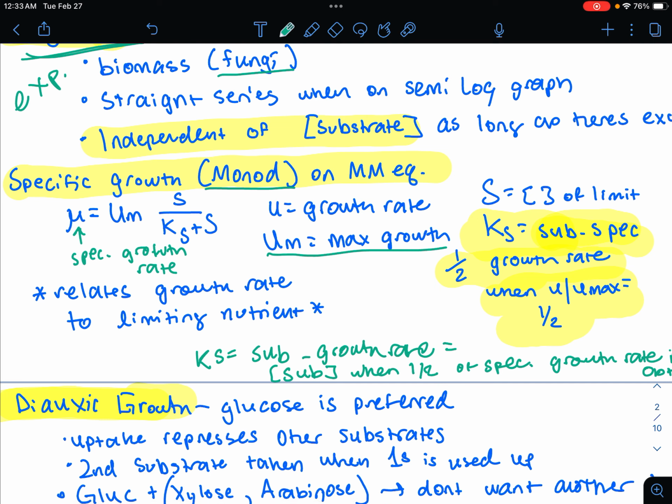The Michaelis-Menten for log phase, aka the specific growth rate or the Monod equation, relates growth rate to the limiting nutrient.